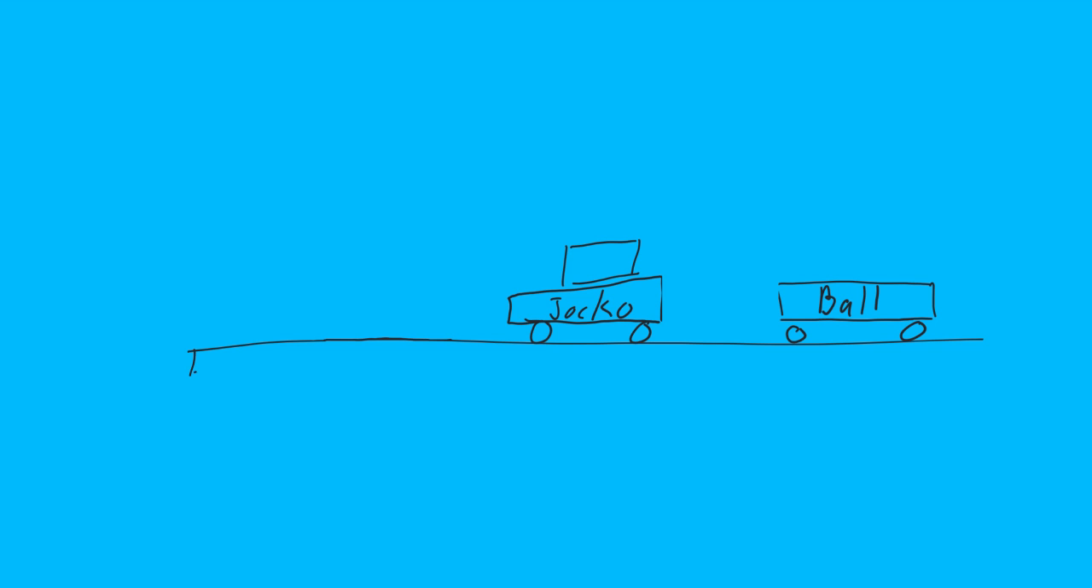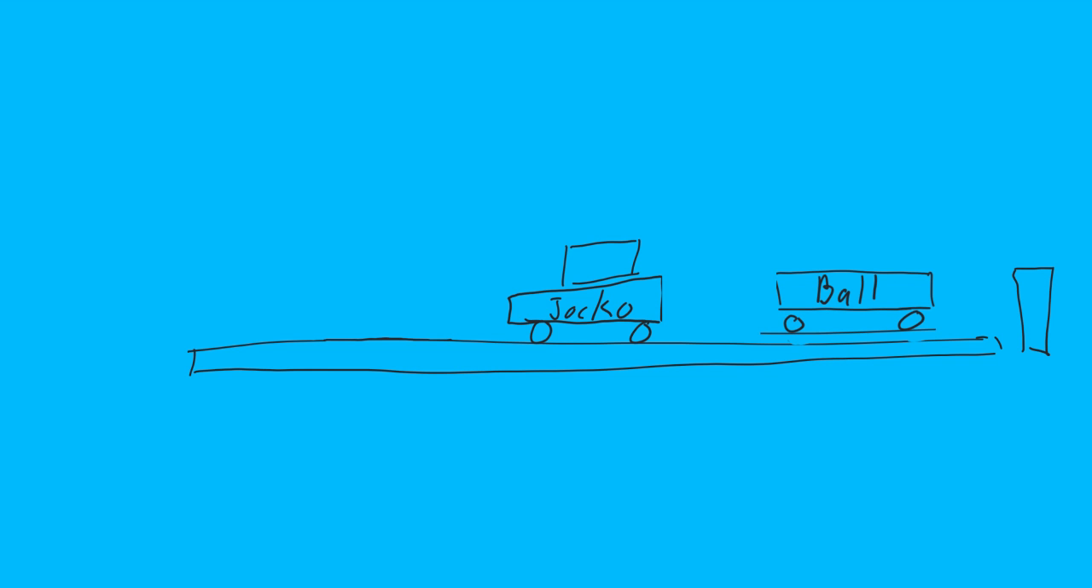So we have our track here that the Jocko and ball carts are on. And what I did was I had a motion detector over here that collected the position and velocity data of the ball cart at all times, because at some point the ball cart is going to collide with the Jocko cart and they're going to move together. So as long as I have the velocity of the ball cart, I should have the velocity of both of my carts at all times.